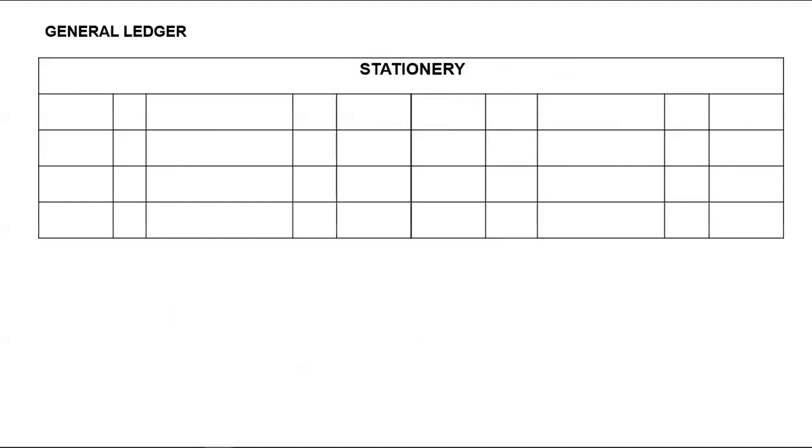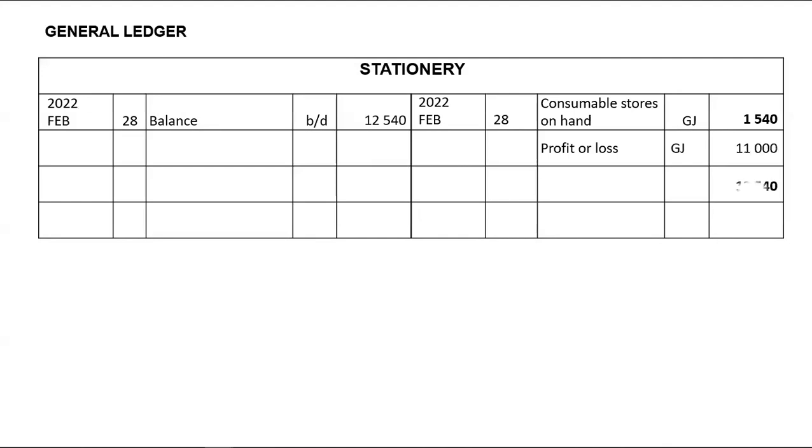Your stationery is an expense again. Your expense for this year for stationery is not this 12,540. The actual expense for stationery is stationery that was used. So we need to take 12,540 minus stationery that was not used, which is 1,540. We will be left with stationery used, which is an expense, and that expense will be closed off against profit or loss account. And that will be 11,000. All right.